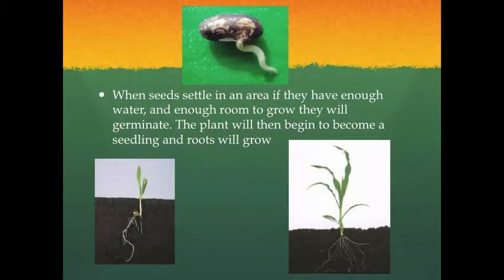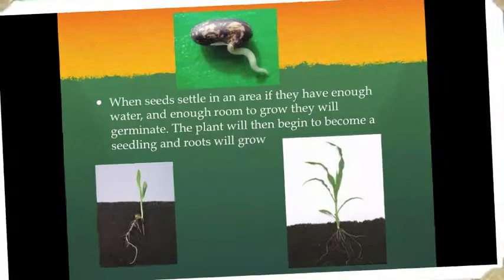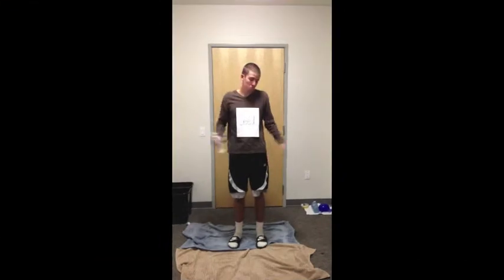When seeds settle in an area, if they have enough water and enough room to grow, they will germinate. The plant will then begin to become a seedling, and roots will grow.